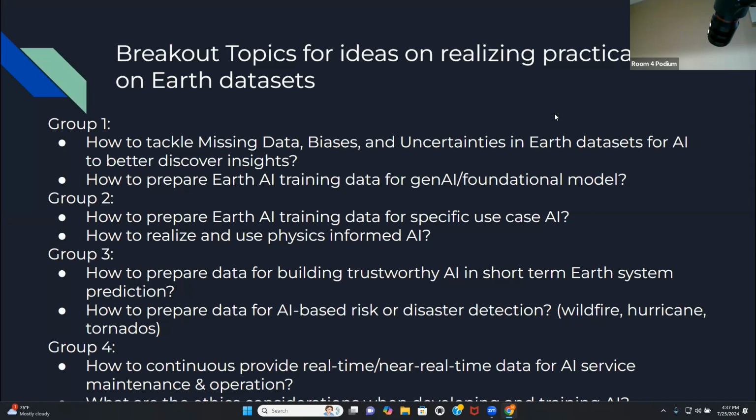Then we also looked at preparing Earth AI training data for a specific use case. And then we went off into a tangent. But when you look at what you have to do to prepare data, there are lots of numbers, and you have to figure out how you're going to deal with those. And then you have to label all of that data. And then you have to figure out how you want to normalize and weight it.